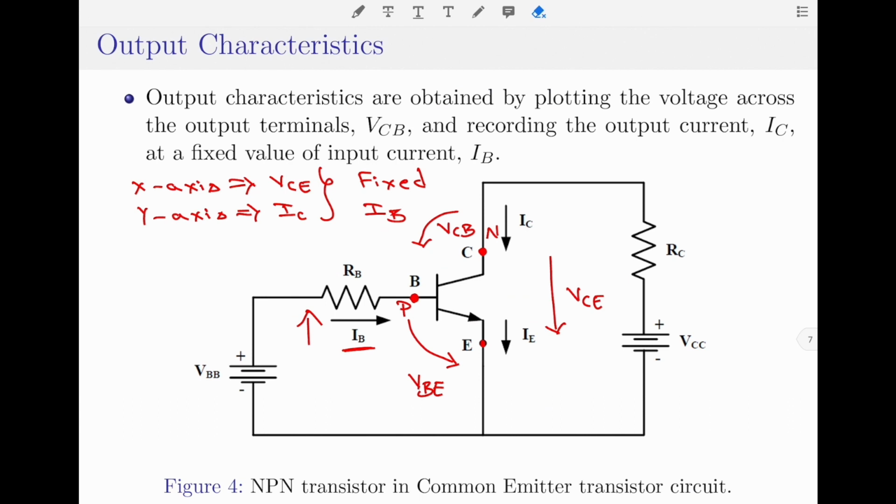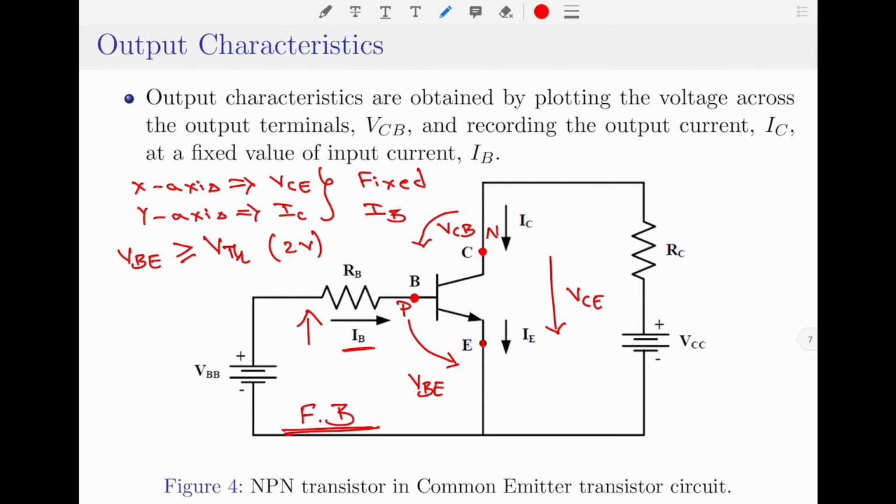Let me now discuss the last region of operation for the output characteristic curves, which is the saturation region of operation. Let us assume that the voltage across the base to emitter terminals is now greater than or equal to the threshold voltage required to forward bias the base to emitter junction. Assume this value is equal to, let us say, 2 volt. Since the base to emitter voltage is positive, the base to emitter junction will be forward biased.